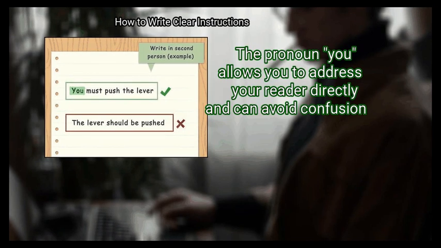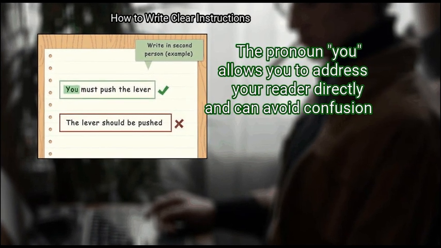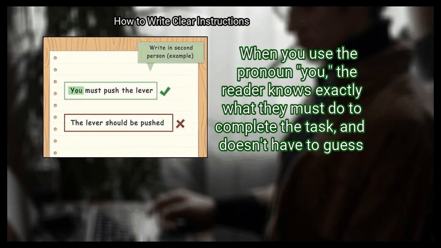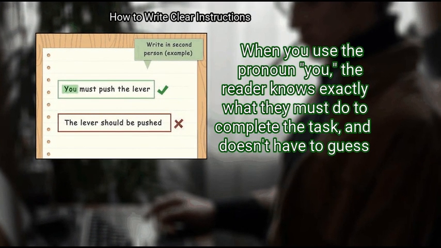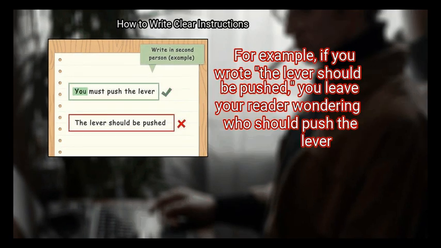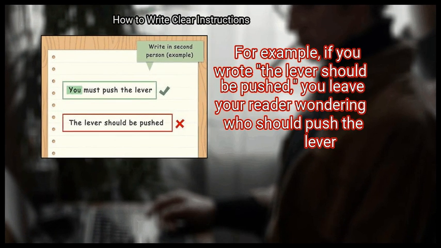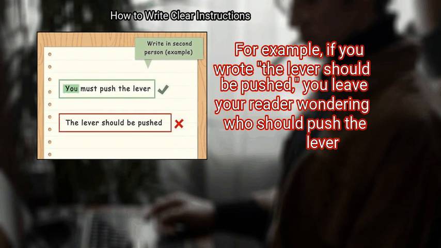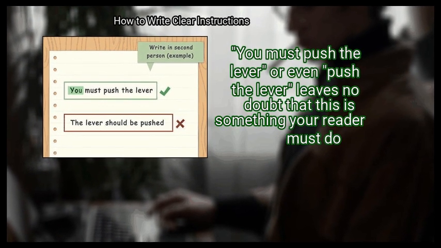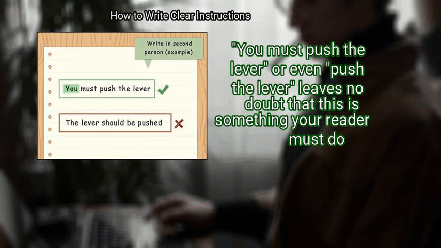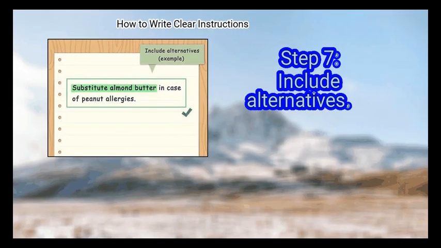Step 6. Write in second person. The pronoun, you, allows you to address your reader directly and can avoid confusion. When you use the pronoun, you, the reader knows exactly what they must do to complete the task, and doesn't have to guess. For example, if you wrote, the lever should be pushed, you leave your reader wondering who should push the lever. You must push the lever, or even, push the lever, leaves no doubt that this is something your reader must do.